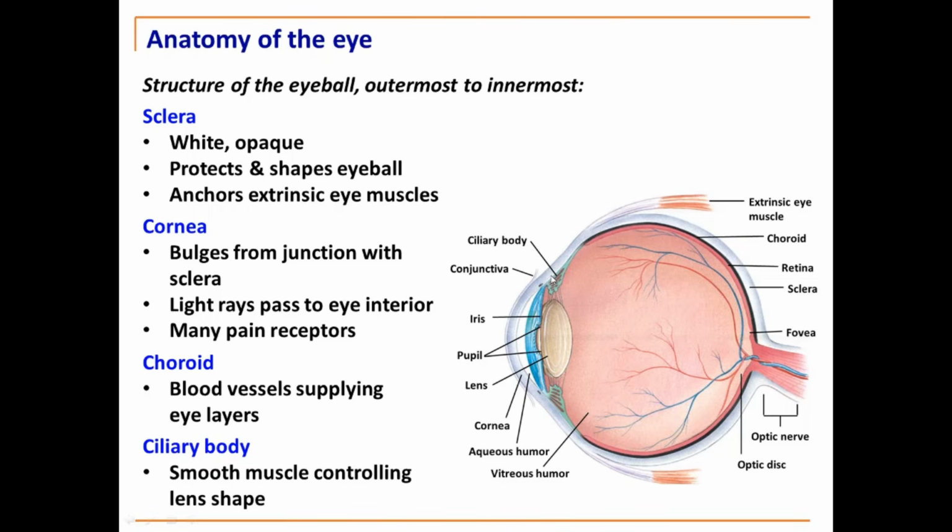And this is where the choroid basically starts to become the ciliary body, and that's made up of your smooth muscle. So you can see the choroid basically flowing into the ciliary body, and that has the smooth muscle.